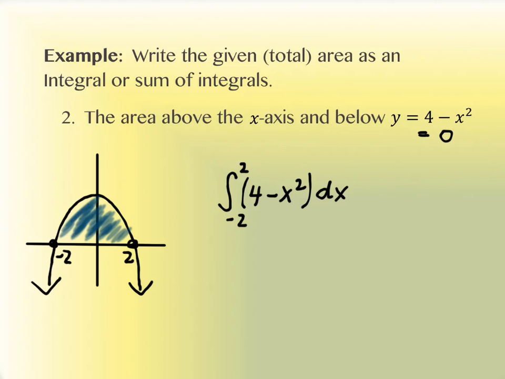And that's all they asked for in this problem. That's it. There's no other pieces or anything like that. The piece that you needed the graph for is to simply get the limits of integration, negative 2 to 2. Does that make sense? Okay, let's take a look at another one.